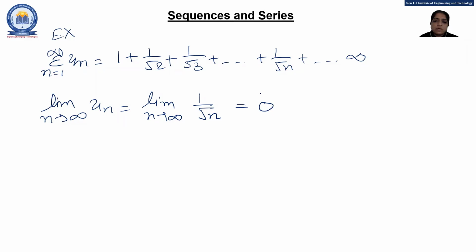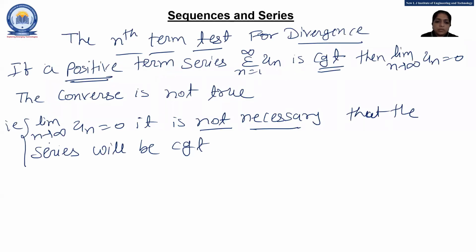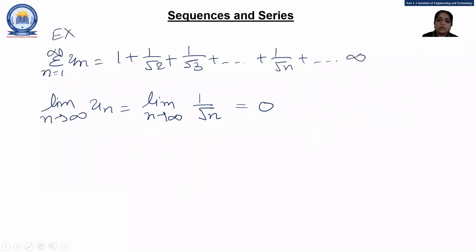Okay, so first we prove that if limit n tends to infinity un equal to 0, then it is not necessary that the series will be convergent. So we have to prove that this series will be divergent or oscillatory, but not convergent. So for that, let's take the sum of the first n terms, that is 1 plus 1 upon root 2 plus 1 upon root 3 up to plus 1 upon root n.